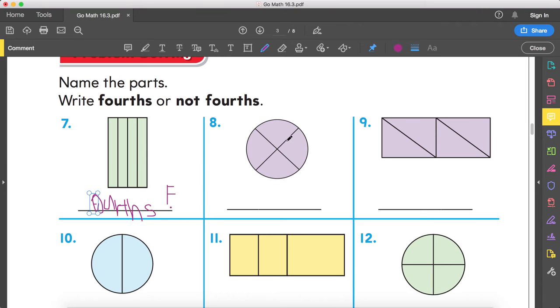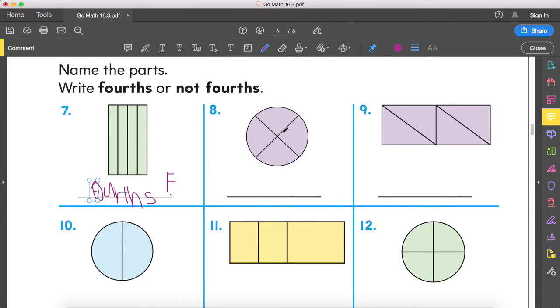Then this one. Are there 4 equal shares of this circle? 1, 2, 3, 4. There are 4 equal shares. So I'm going to write F for fourths. Let's look at number 9. This is a rectangle that's divided into 4 triangles. 1, 2, 3, 4. 4 triangles. They're equal size. So then fourths.